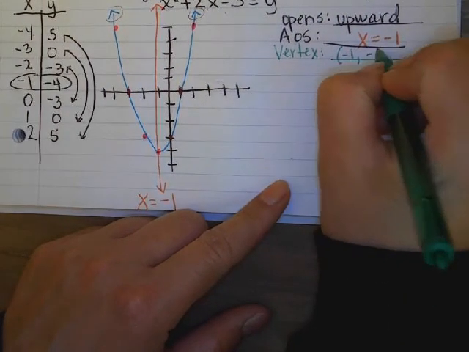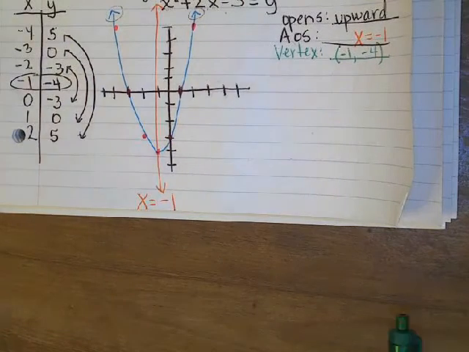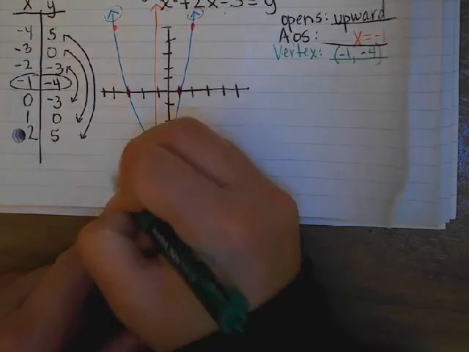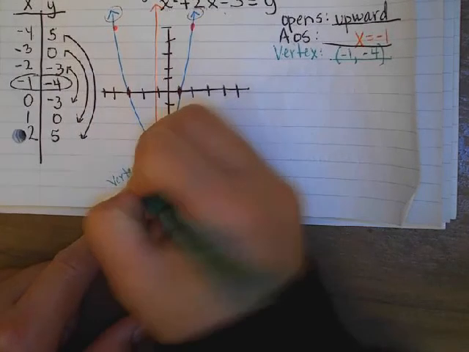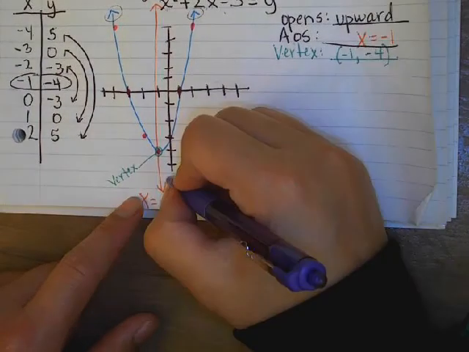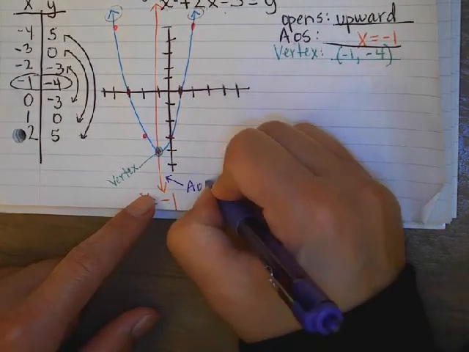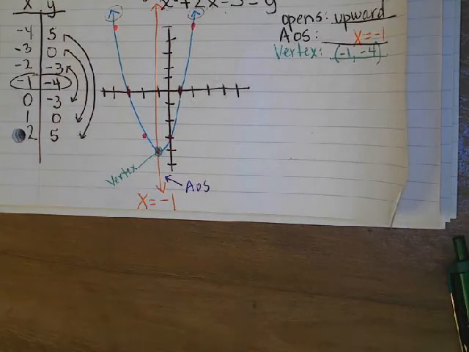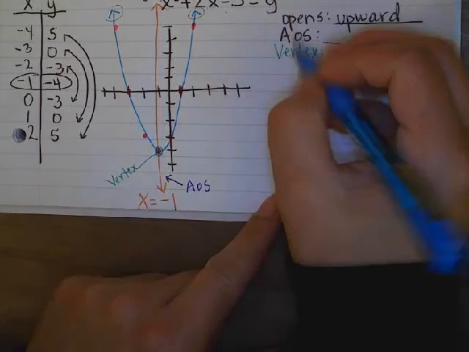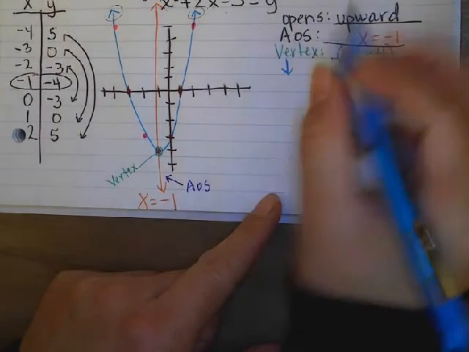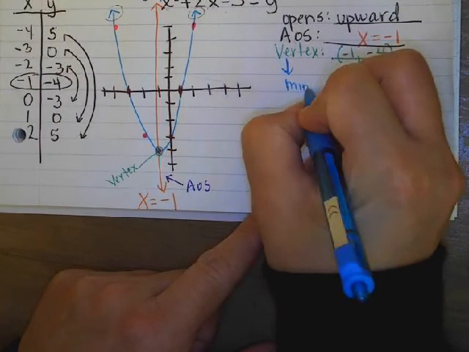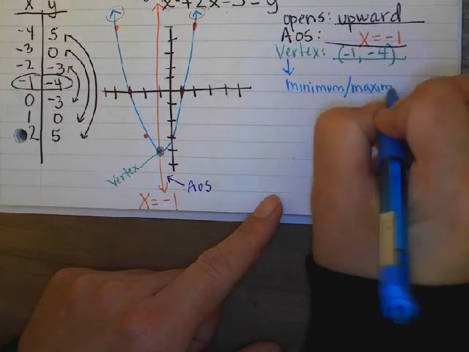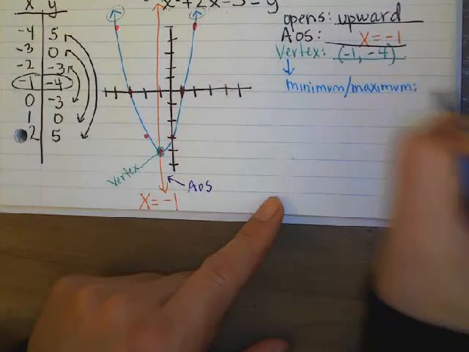What was the vertex? We found the vertex a long time ago also. We knew it was -1, -4. So this is the vertex right here. This right here is your axis of symmetry. Okay, I want to know, is this vertex a minimum or a maximum? So I'm going to put a little down arrow. Is this vertex a minimum?